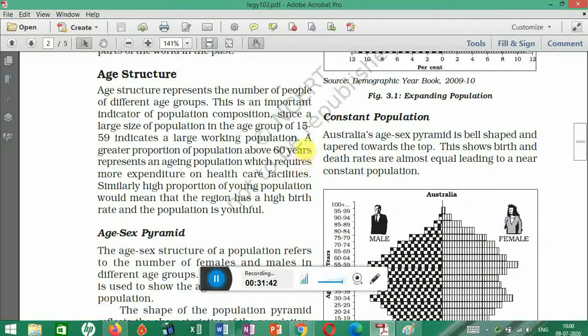A greater proportion of population above 60 years represents an aging population, which requires more expenditure on health care facilities. When people are old, they cannot work and they have to depend on the adults for their food, their medical treatment and other things. So they are dependents. If the number of old people is increasing in a country, that is called aging population. For example, in Japan, the proportion of old people is very much higher than in other countries. That is called aging population.